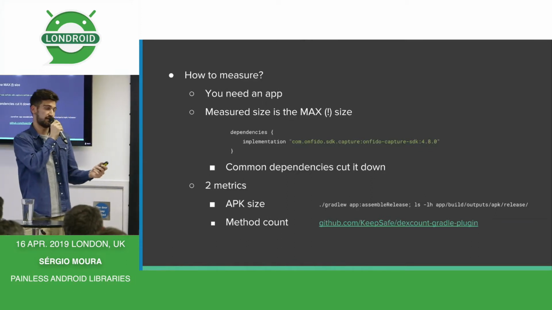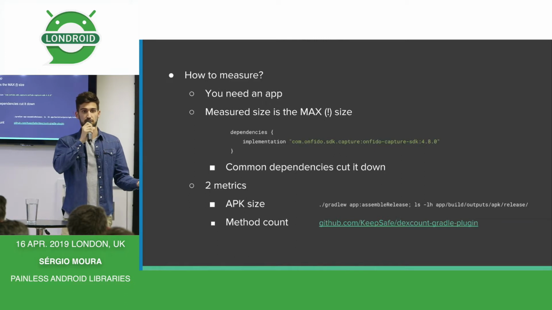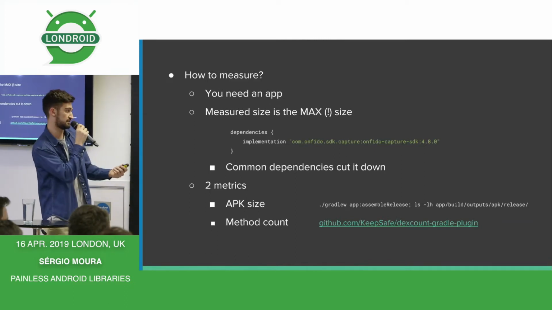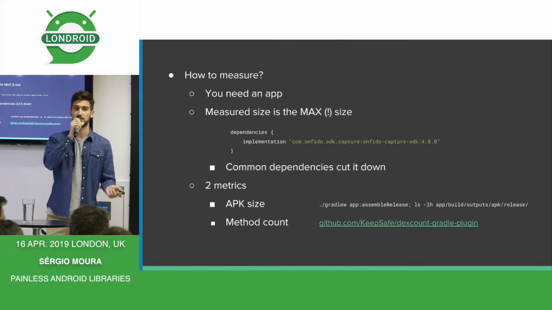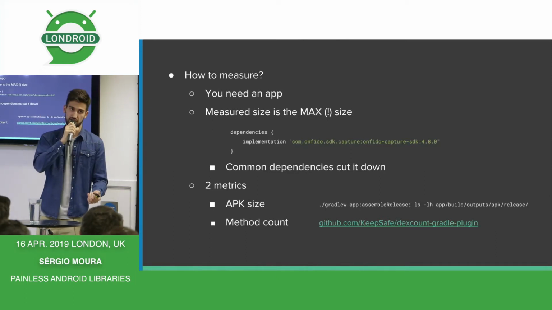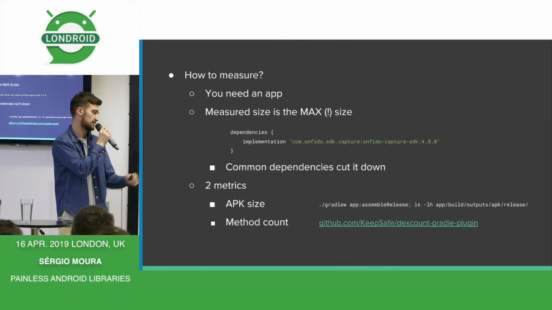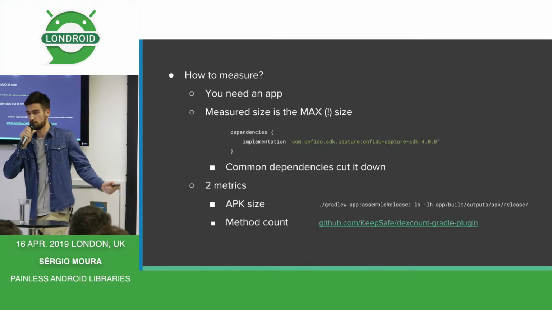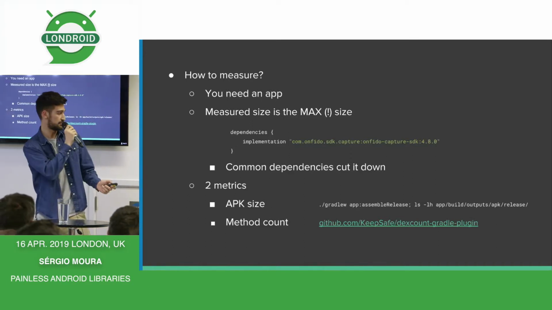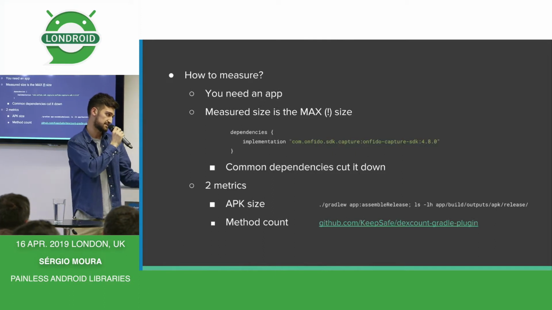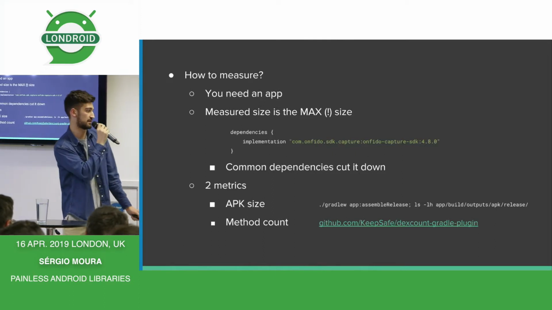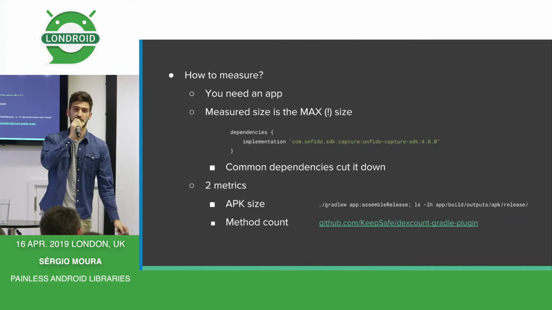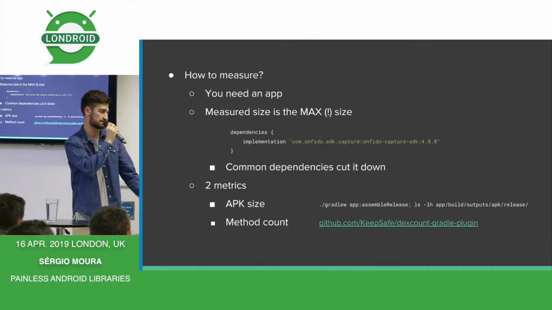Because if you share any dependency with the app that is integrating your library, the practical size impact of it will come down, because Gradle is smart enough when there are shared dependencies to keep only one copy of the dependency. So yeah, two important metrics for the size of your library. First one is the APK size of this small app, which can be found by just assembling a release version of the app and then checking the size of the output APKs.